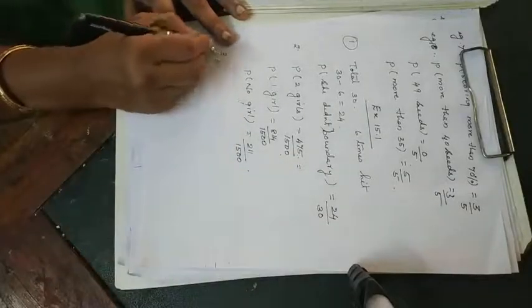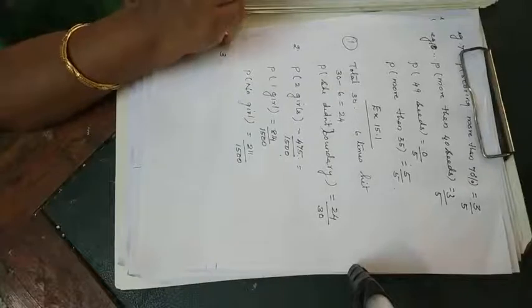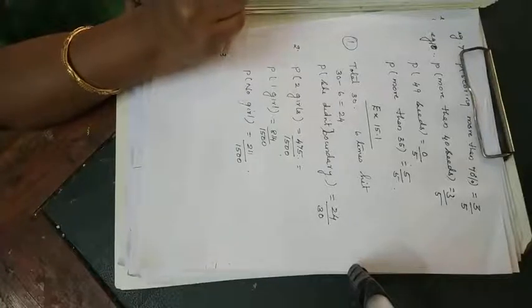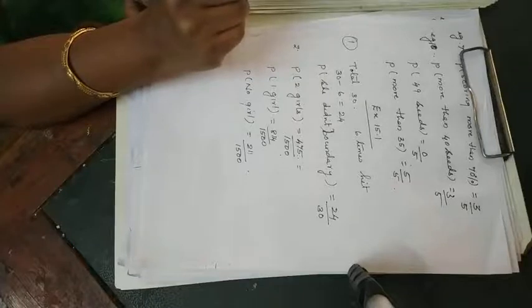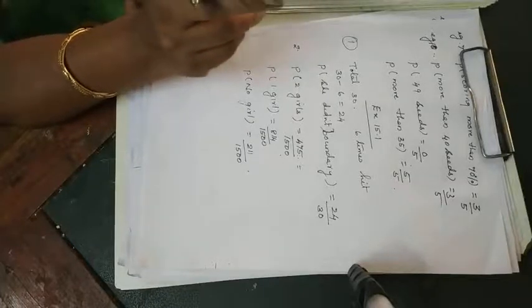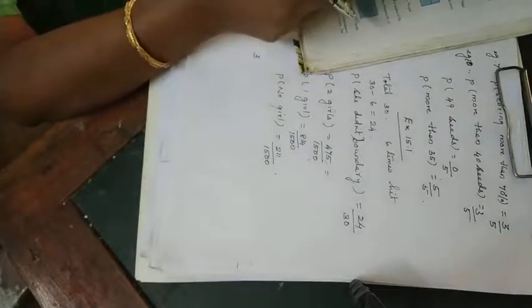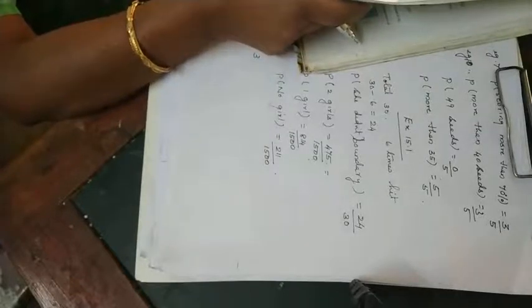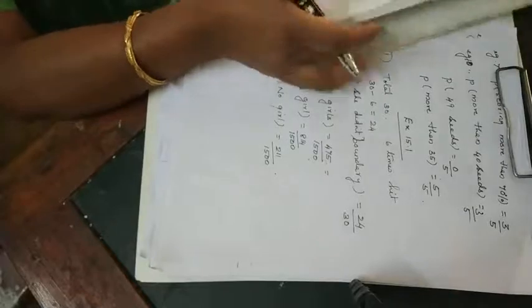Now third one, refer to example 5, section 14.4, chapter 14. Find the probability that a student of the class was born in August. So let us take that 14th chapter, example 5, page number 247. Look at this one.